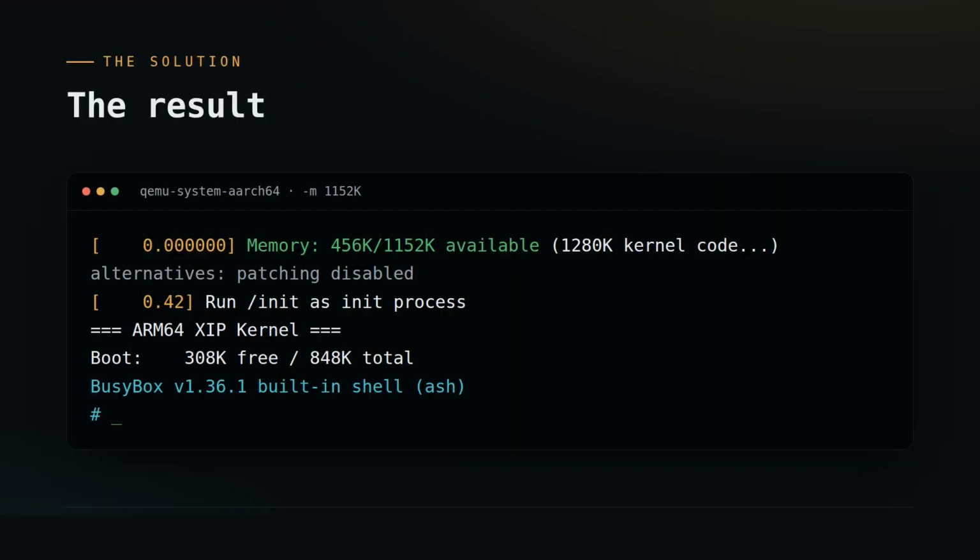The result is a mainline ARM64 kernel that boots to an interactive shell. It needs just 1152 kilobytes of RAM. The 1.2 megabyte kernel runs entirely from flash. Not a single byte of kernel code sits in RAM.